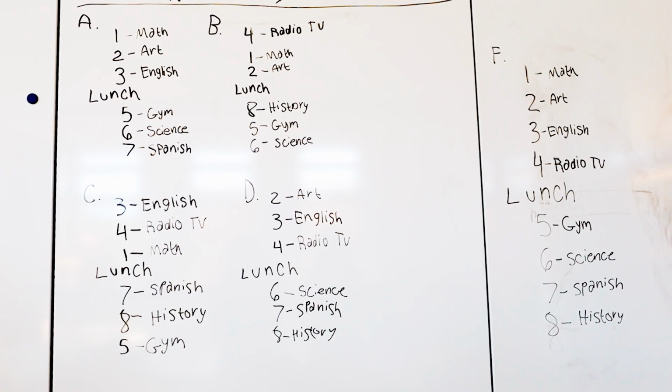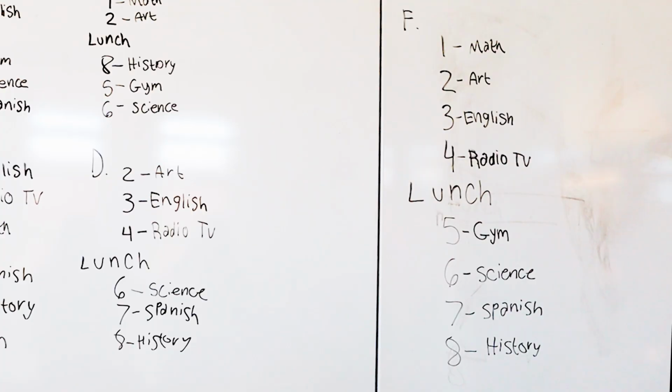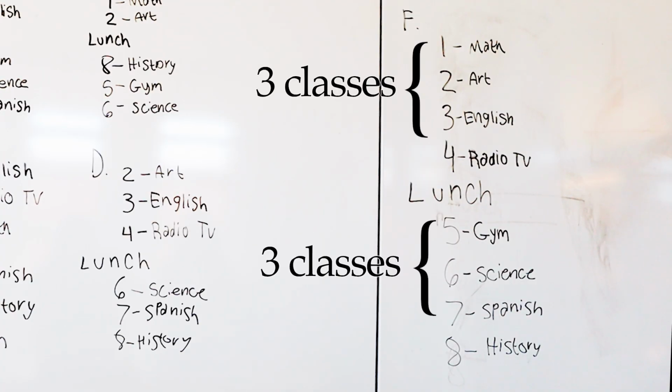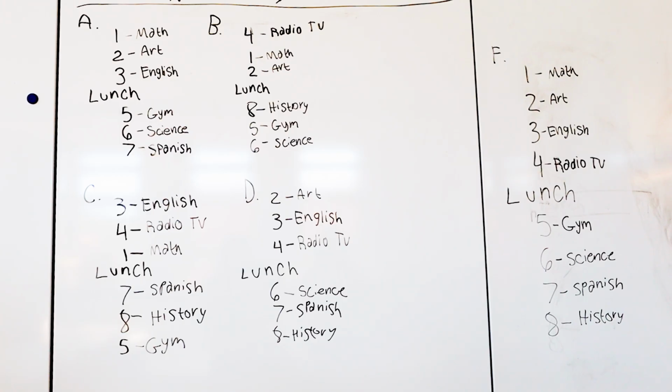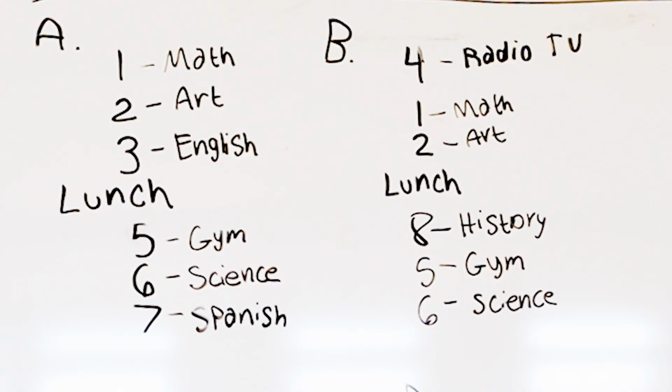So here is what all of the letter days look like. You have 8 classes total, but you only see 6 of them a day. So for the A day in the top left, you go to classes 1, 2, 3 in the morning and 5, 6, 7 after lunch.